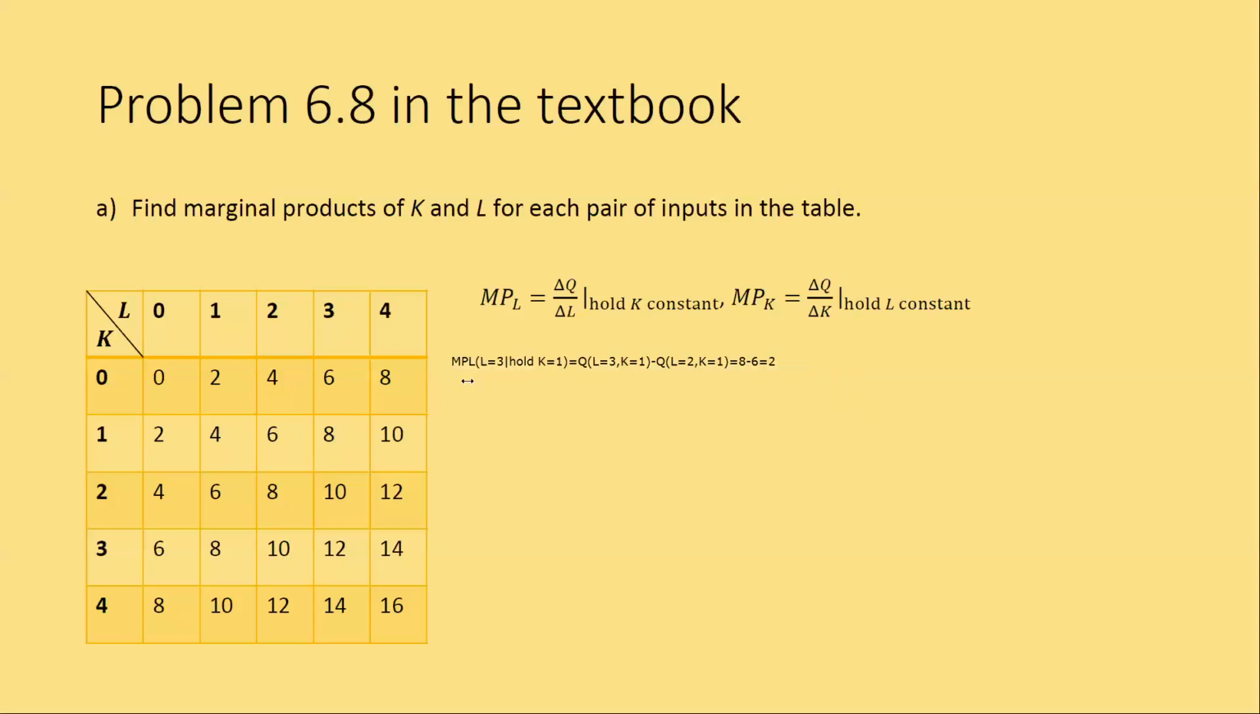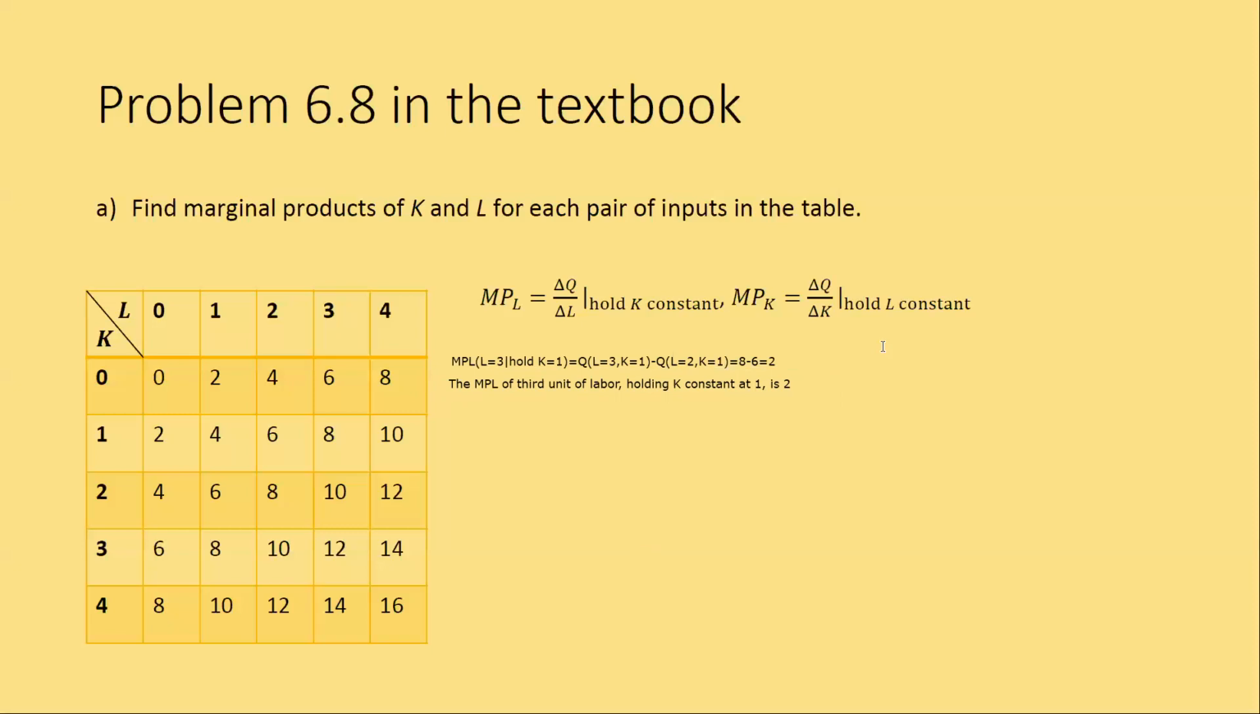And let me write down this sentence. Marginal product of labor of the third unit of labor, holding capital constant at 1, is 2 units. All right. This is what this calculation tells us. So let me do another one.